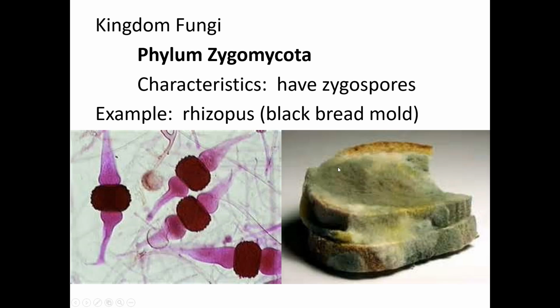For rhizopus, it is black bread mold, so if you've ever had your bread go moldy, hopefully it didn't get this bad, but this is rhizopus that's growing on that. It's in the phylum Zygospores. Zygospores are these little things that form between a couple of hypha, which are the threads that make it. So that's a zygospore, that's another one, that's another one.